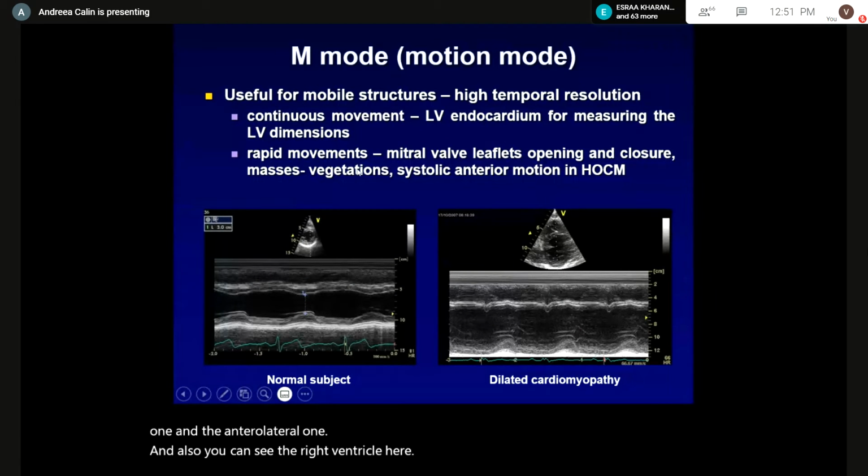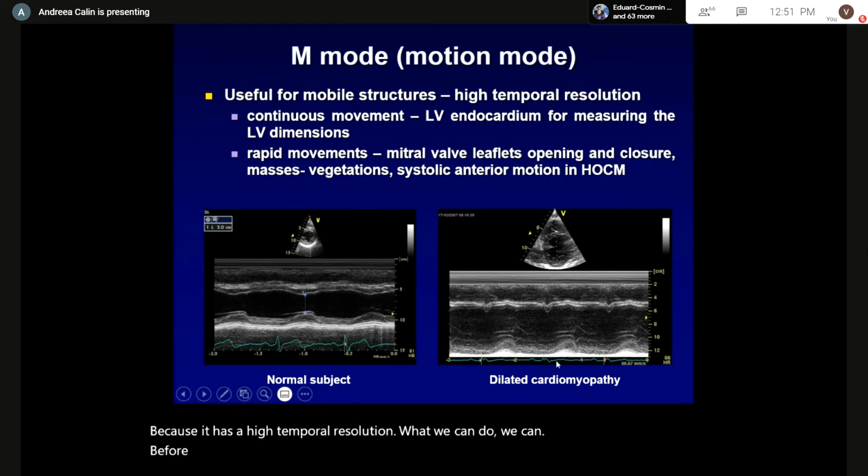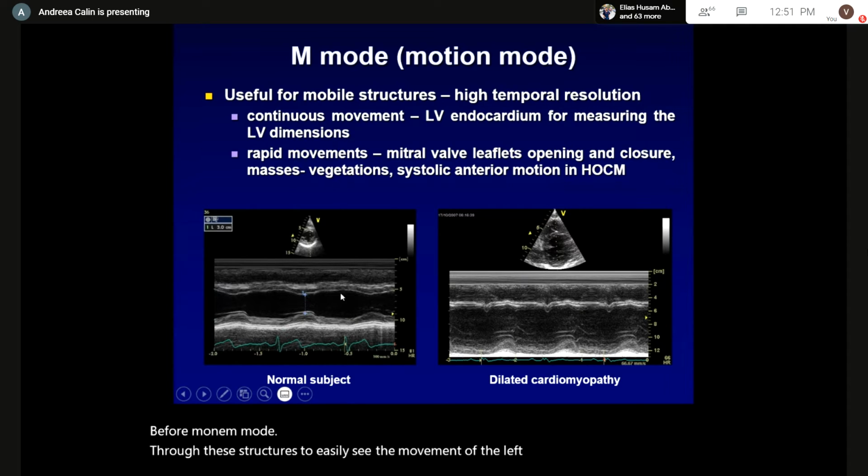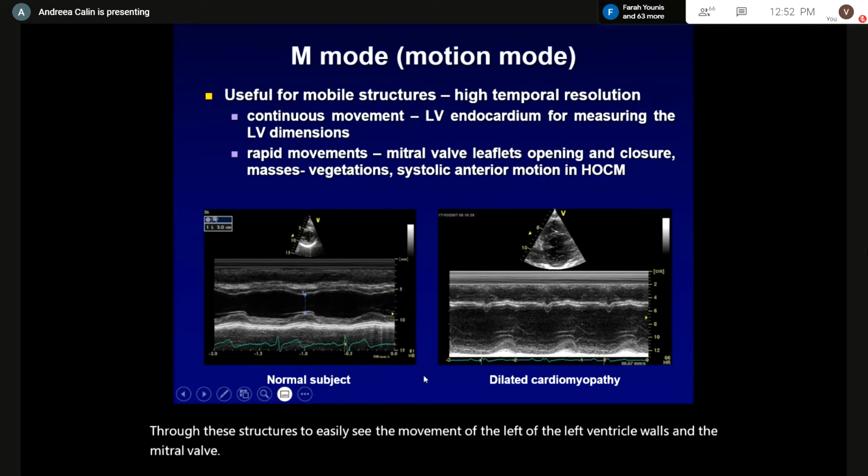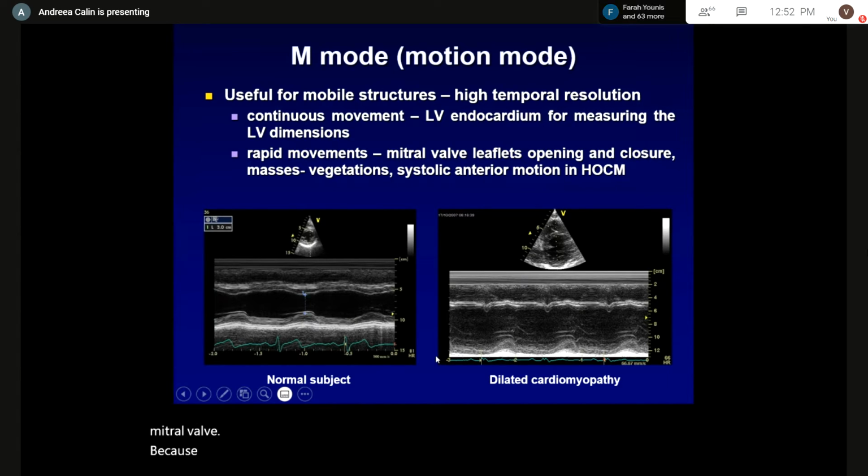The M mode is a technique used for mobile structures because it has a high temporal resolution. What we can do is perform M mode through these structures to easily see the movement of the left ventricular walls and the mitral valve, because this mode has a high temporal resolution.